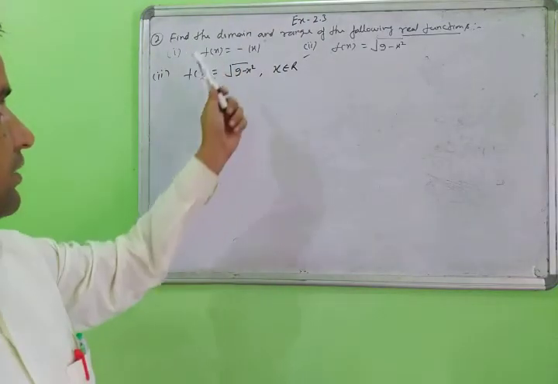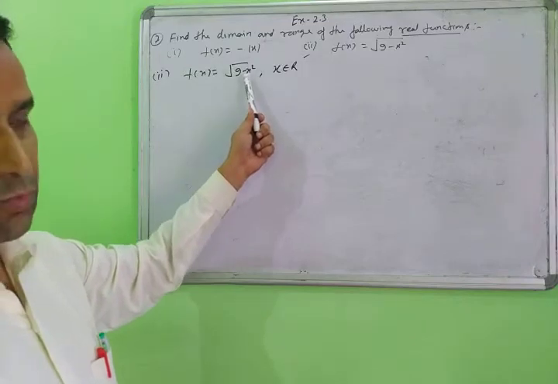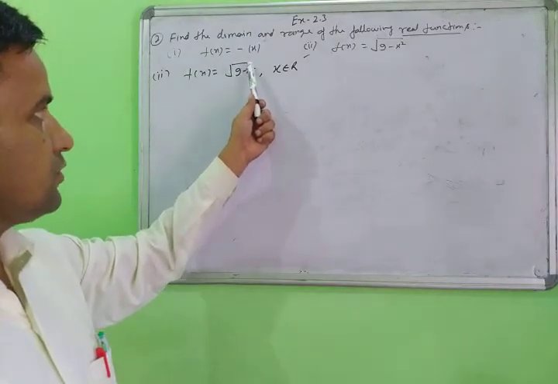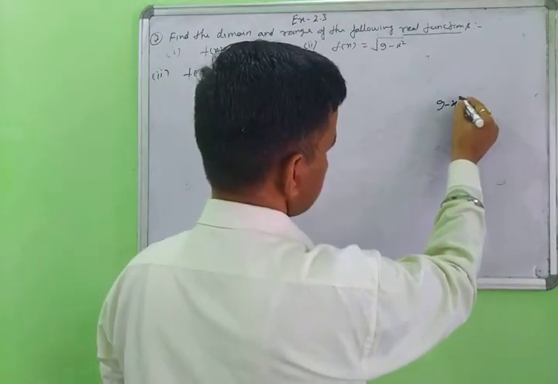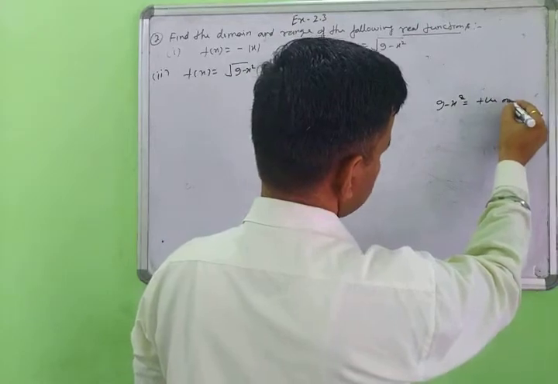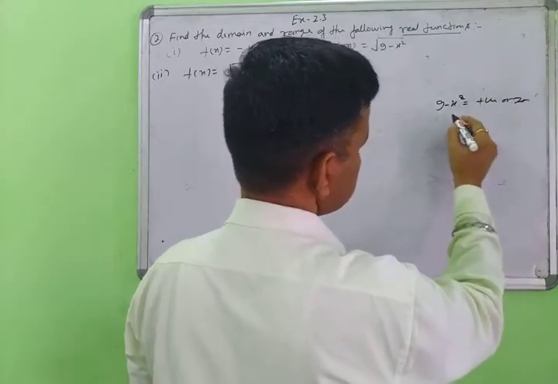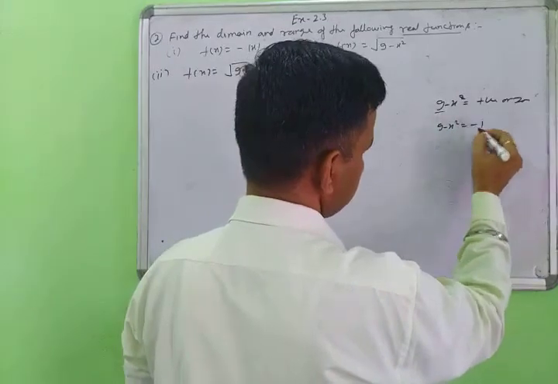Now look here, what value of f(x) depends on 9 minus x square. Suppose if the result of 9 minus x square is a positive number or 0, then this is a real number. Suppose 9 minus x square becomes a negative value, a negative number.